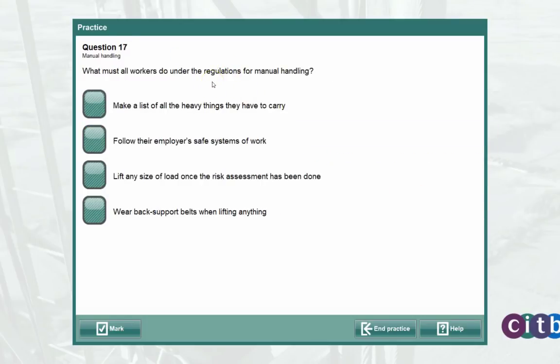What must all workers do under the regulations for manual handling? Make a list of all the heavy things they have to carry. Follow their employer's safe systems of work. Lift any size of load once the risk assessment has been done. Wear back support belts when lifting anything.